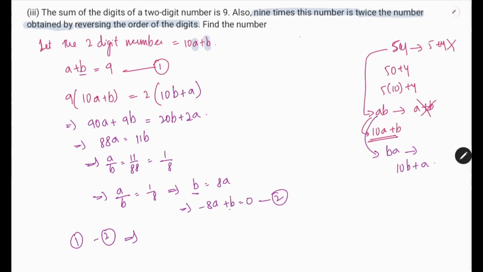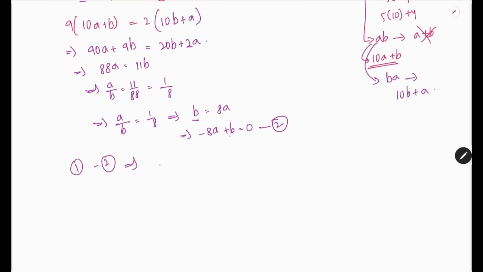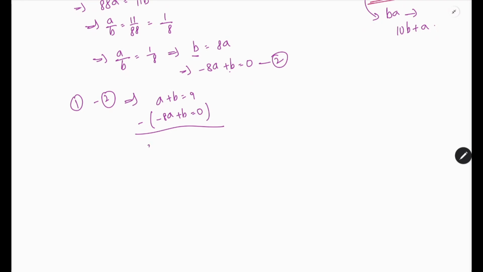What do you get? A plus B equals 9, minus of minus 8A plus B equals 0. Okay. Here A minus of minus 8A is plus 8A. Here B and minus B get cancelled. Equal to 9 minus 0, which is 9. Here 9A equals 9. A equals 1. You got the value of A as 1.